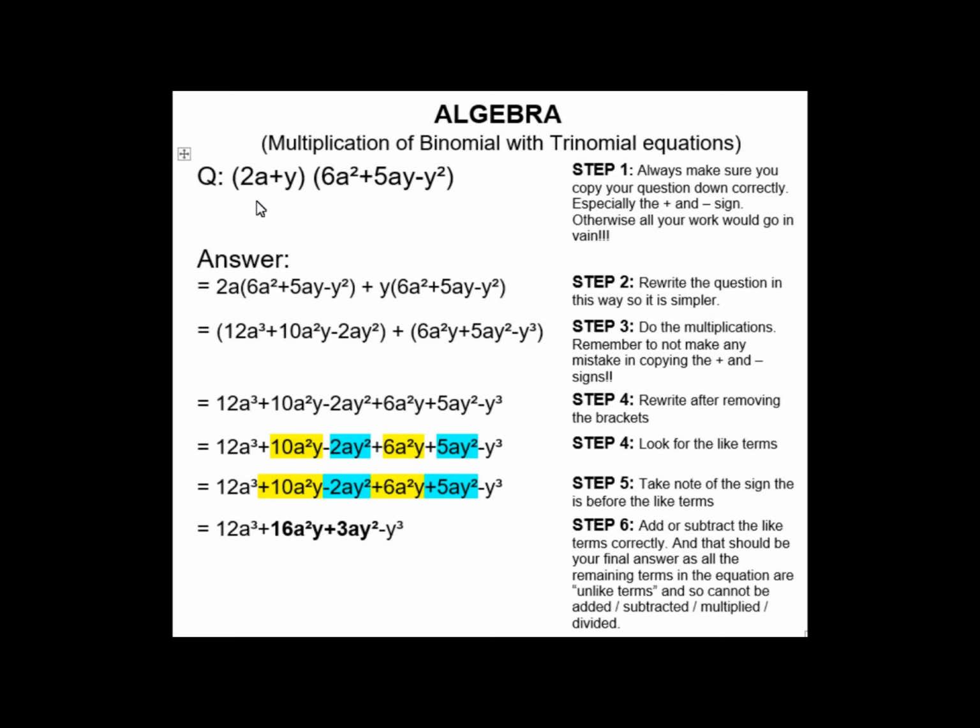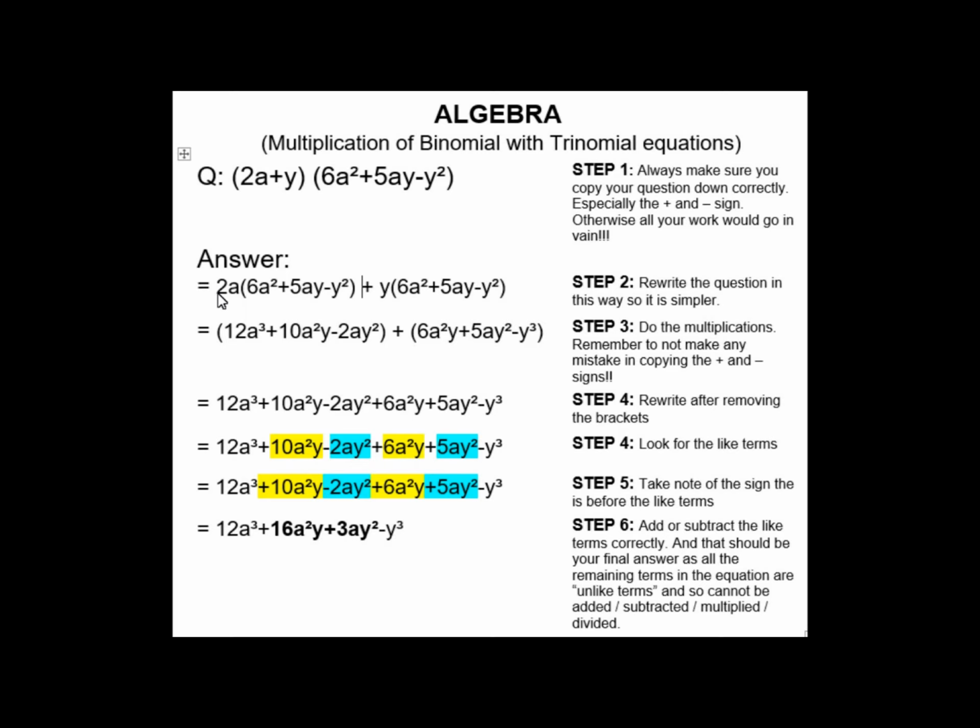Then the plus sign that's here comes here, and then the y comes here, and we're going to multiply y again with the second equation like we did with 2a. Once you write your question down in this simple form, it becomes easy to do the multiplication, because you're not going to miss anything out.